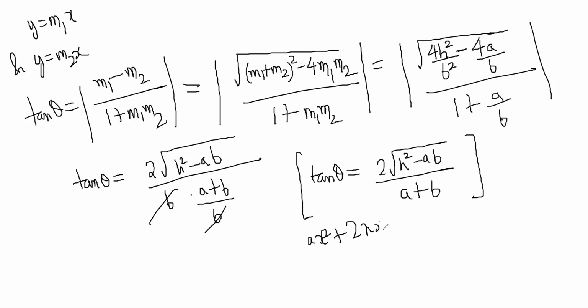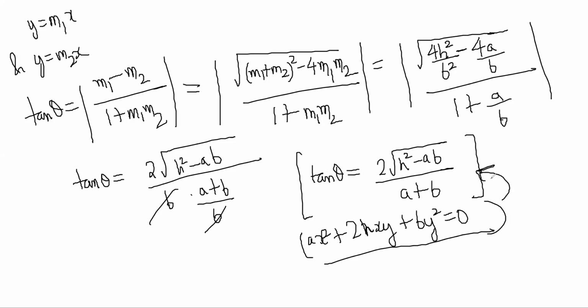Do you understand how we got it for 2hxy? It's very easy. Because for the straight lines you can get y is equal to m1 x and m2 x, and then you can take the angle between them, right? But now this is a direct result.